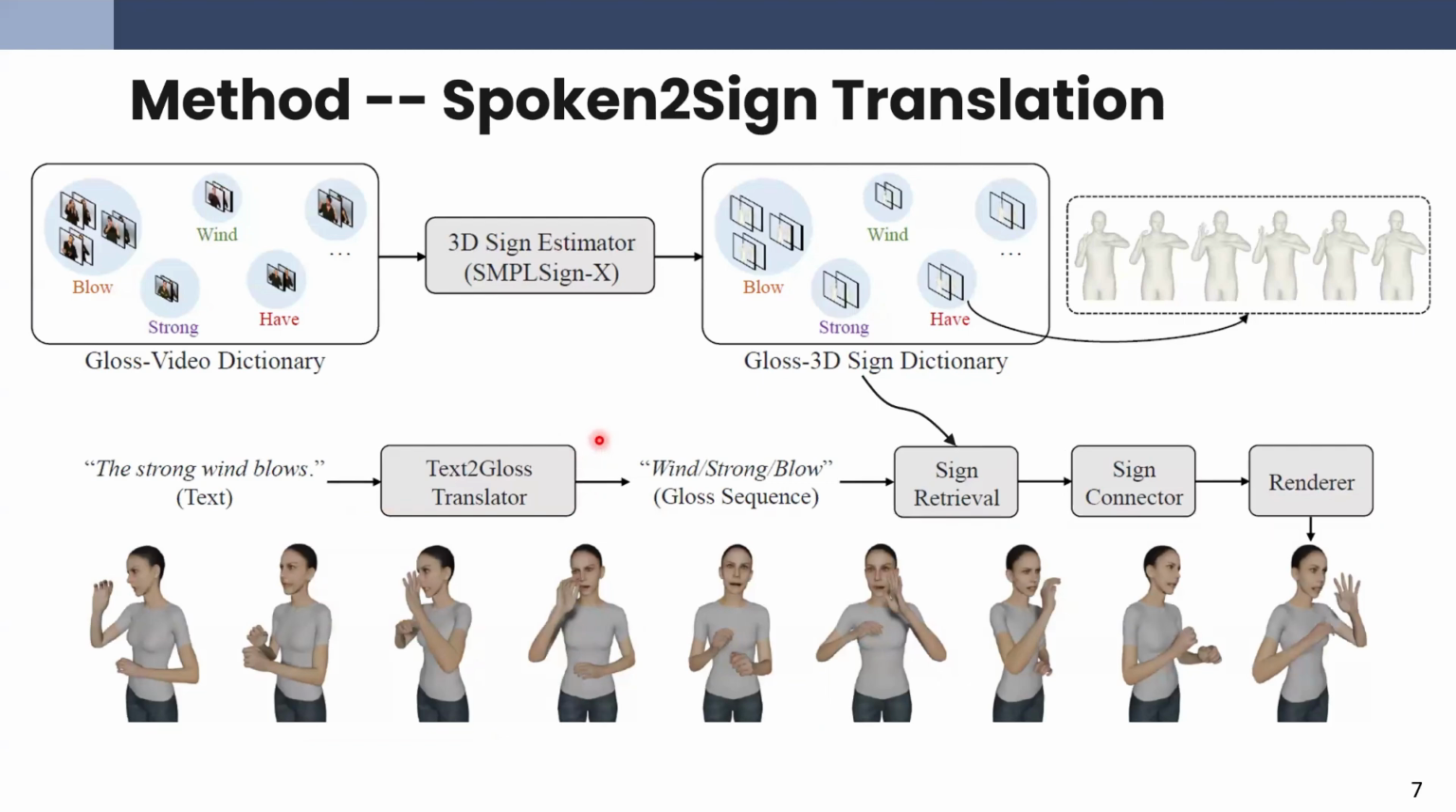The final spoken-to-sign translation can be achieved in a retrieve-and-connect manner, using glosses as the intermediate representations. Basically, we first translate text into glosses, which are later used as the queries for the 3D sign dictionary. After that, we build a dedicated sign connector to mimic the transitions between adjacent signs. The final outputs can be obtained using rendering software such as Blender.